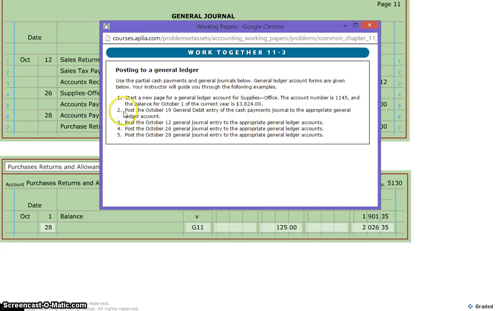And if you just go step by step in order, it seems like a lot, but it really isn't that long. It only took us less than 10 minutes. So finish up your 11-3, work together, and then go ahead and move on to the on your own problem for 11-3.